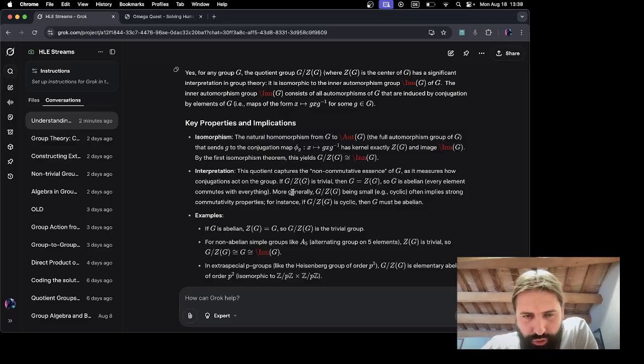The isomorphism, the quotient. This quotient captures the non-commutative essence of G, as it measures how conjugations act on the group. If G over ZG is trivial, then G equals ZG. So G is abelian. Every element commutes with everything. Okay.